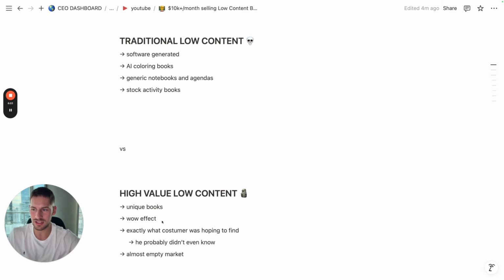And actually, high value low content is pretty much an empty market. There is nobody publishing this type of book, probably 1% of the good publishers. Let's say 30% of the publishers are good publishers, only 1% of them are publishing high value low content books. And all the other ones are competing in non-fiction, okay?